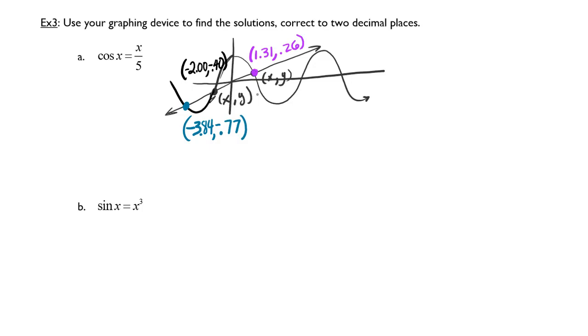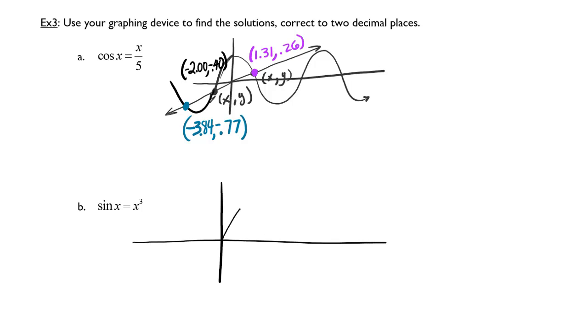So I hope that helps figuring out how to do this. It's not incredibly intuitive, but if you think of these two equations as being separate and then being set equal to each other, it's saying, hey, where are these two functions equal? Where do they intersect? Now we also have this next example where we have sine of x equals x cubed.